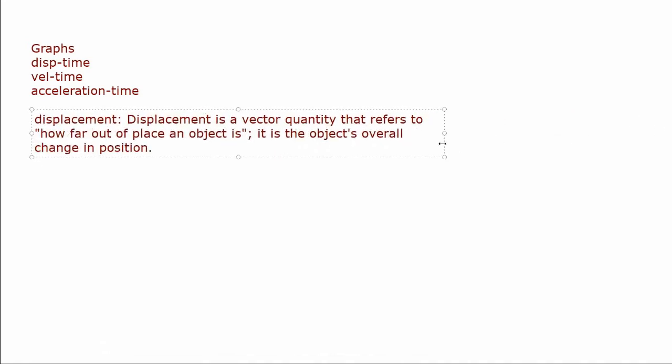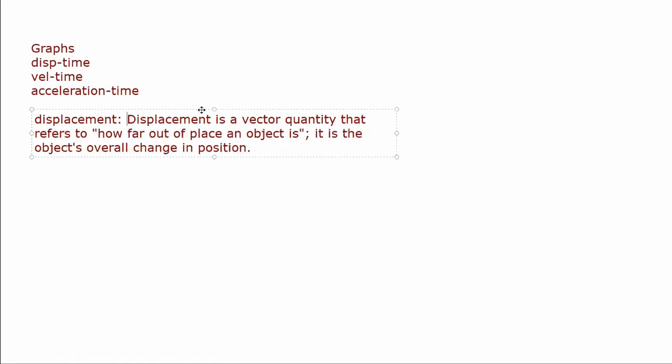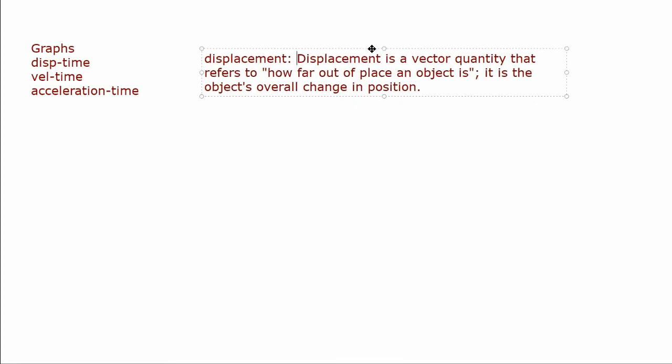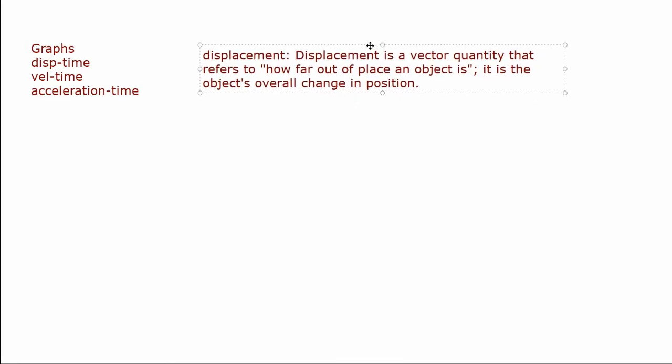So displacement is a vector quantity that refers to how far out of place an object is. This is the important part: how far out of place an object is. It is the object's overall change in position. I am going to focus on this line: how far out of place an object is. It is the object's overall change in position.